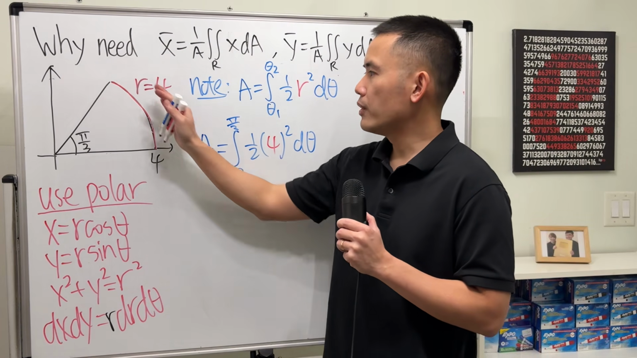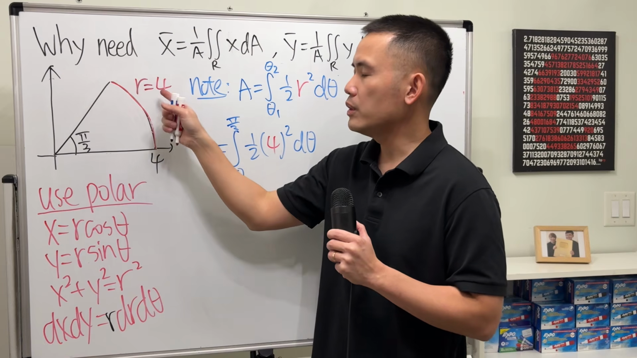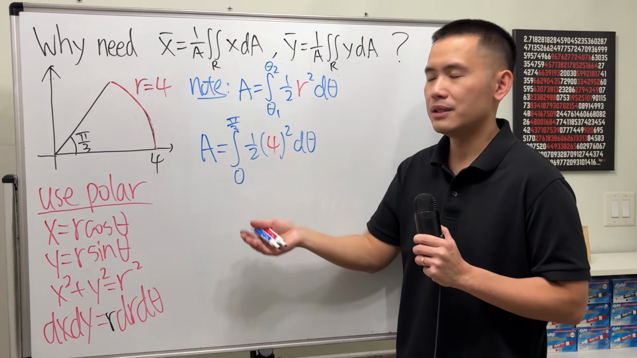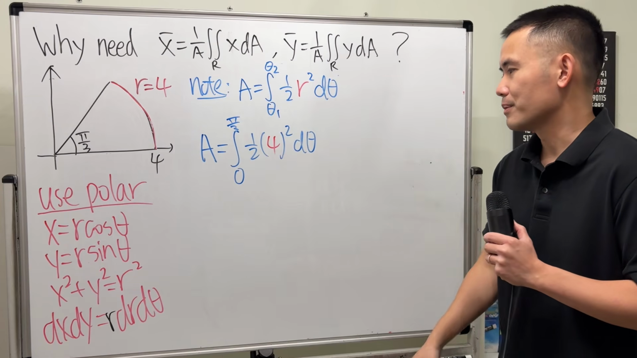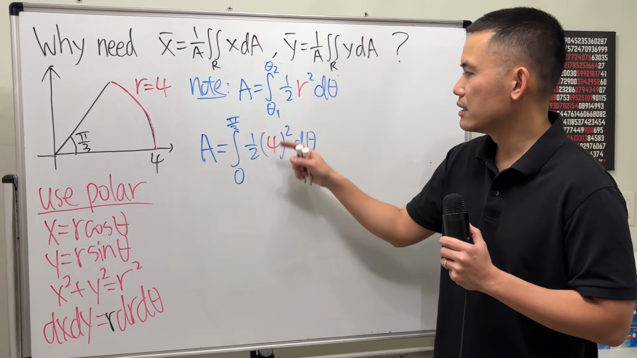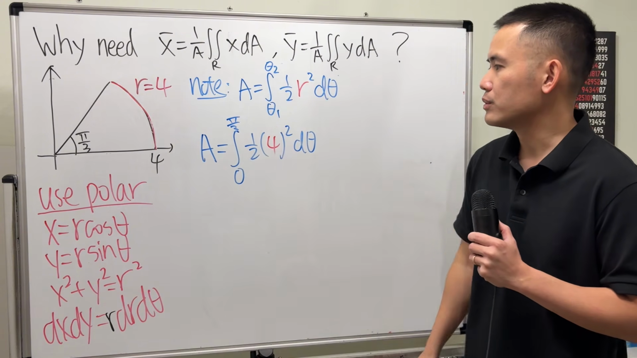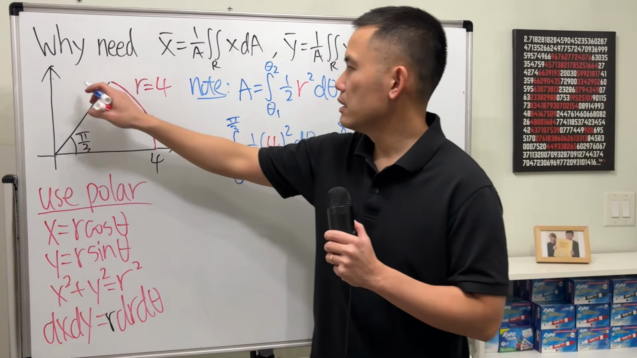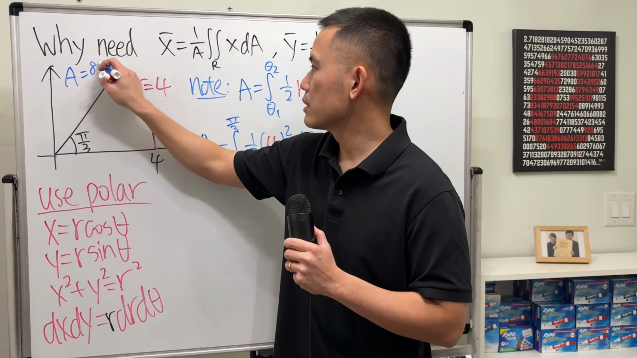And then 1/2 r is just a 4, and then square that. Sometimes if you have a different polar function, such as r equals 1 plus sine theta, you just have to put that function down here. And of course, the integral gets much harder than this. But this one is not bad. We have 8, and then we just have to multiply by pi over 3. So this is 8 pi over 3. And let me just make a quick note right here real quick.